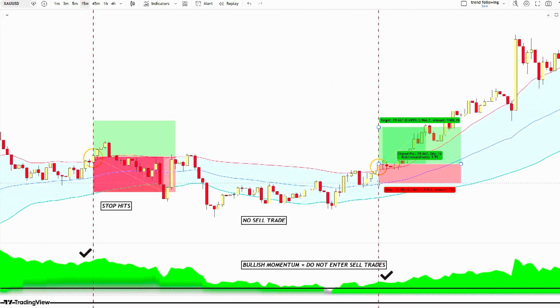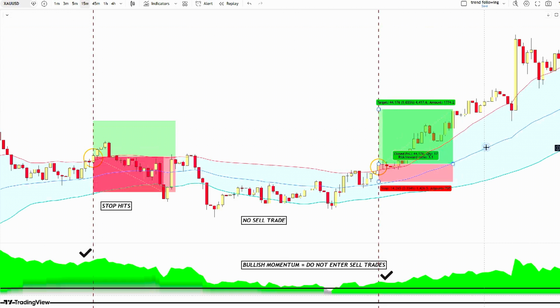Then another clean buy setup. Trend, rest, breakout, oscillator backing it, target hits. No drama. That's the system doing what it's supposed to do when everything lines up.